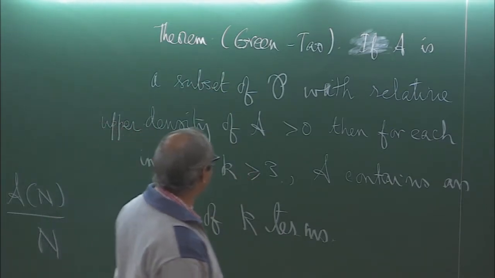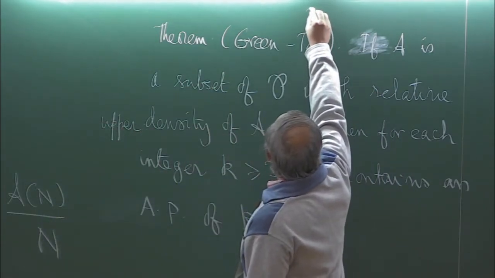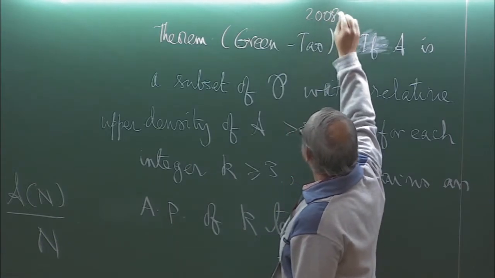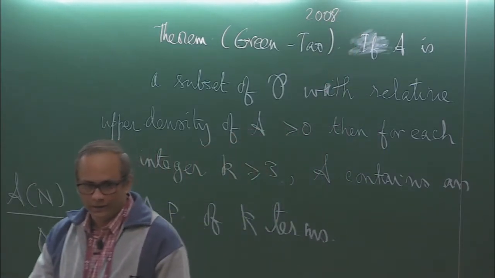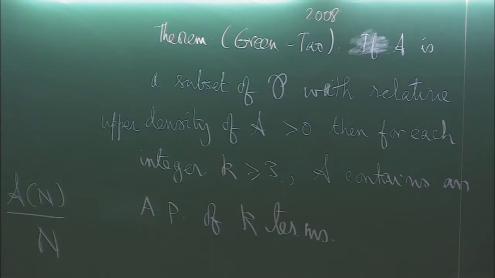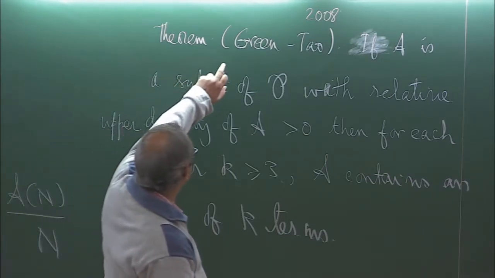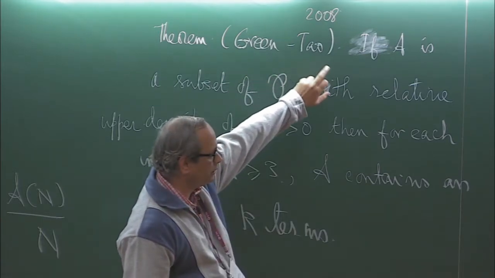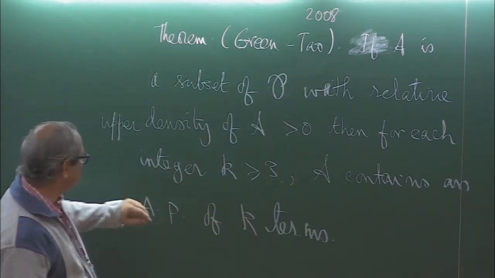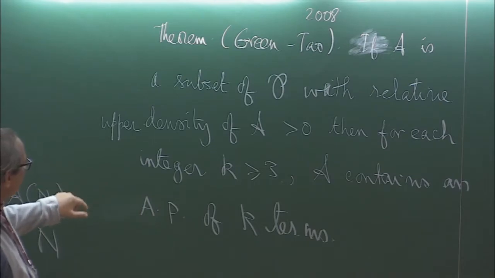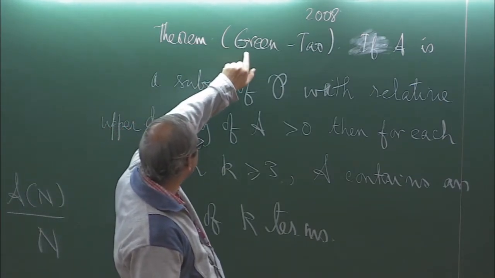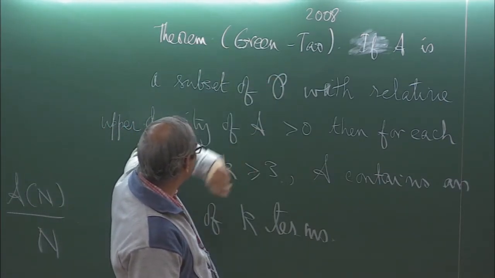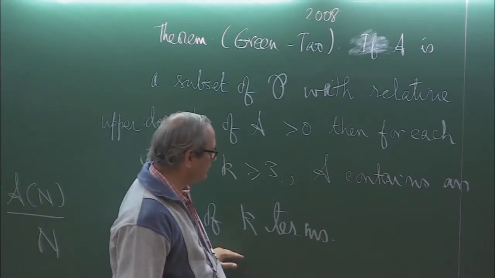At least the paper is in 2008. They probably proved it earlier. I do not know the exact time when it was proved. Okay. Now, this is Ben Green and Terence Tao. Before Ben Green and Terence Tao proved this result, Green studied and proved the 3 AP version of this.